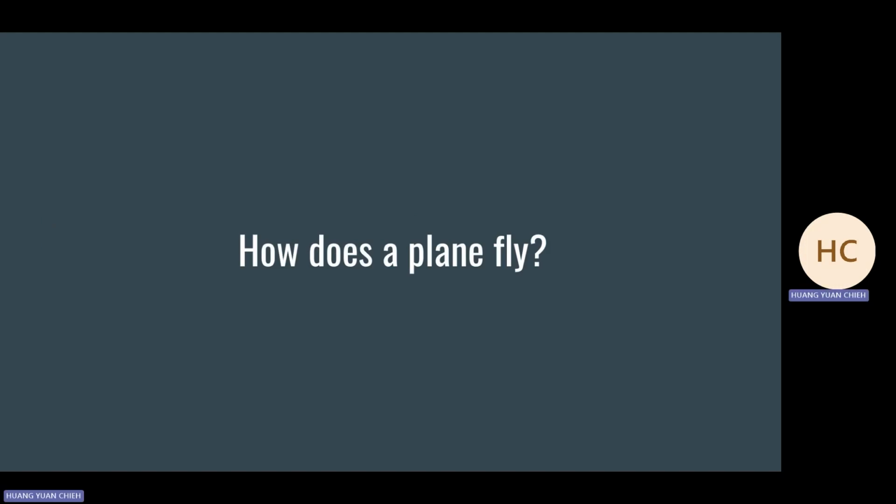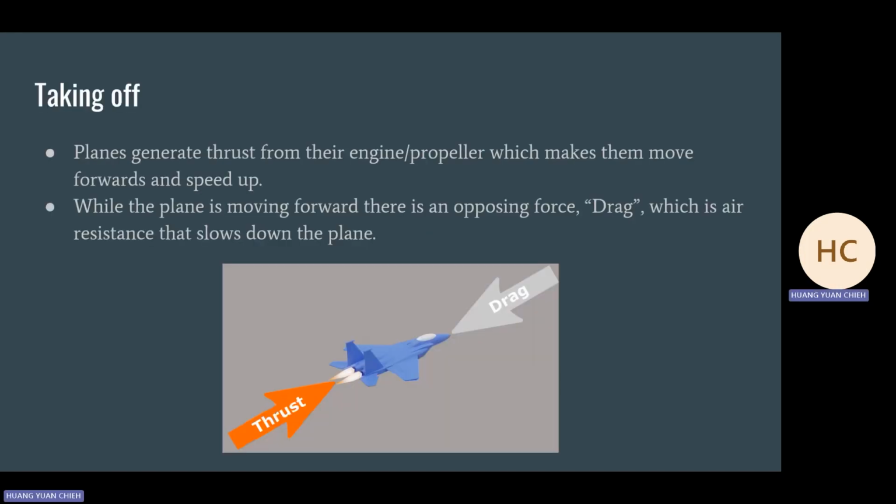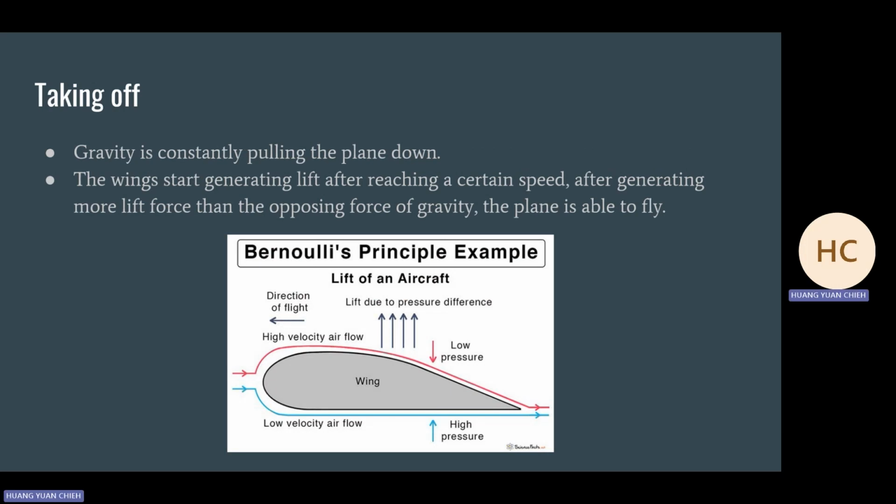To start, we need to understand how a plane is able to fly in real life. Planes are able to take off by generating a force that pushes them forward, known as thrust, from their engines or propellers, which allows them to gain speed. While the plane is moving forward, there's an opposing force known as drag, which is the air resistance that will slow the plane down. Gravity and the mass of the plane are also constantly pulling the plane down. As the plane continues to gain speed, its wings will start generating a lift force, and if the lift force generated is more than the opposing force of gravity, the plane will be able to lift off the ground and fly.